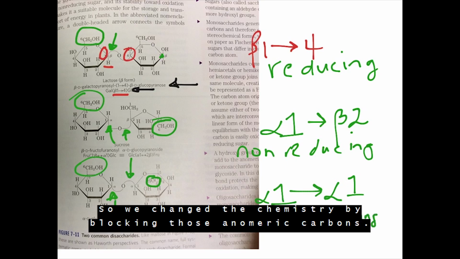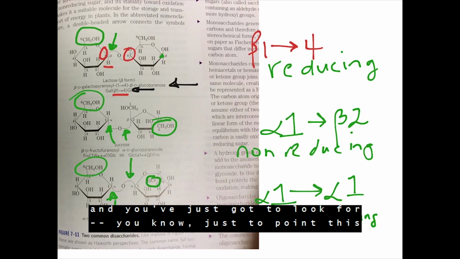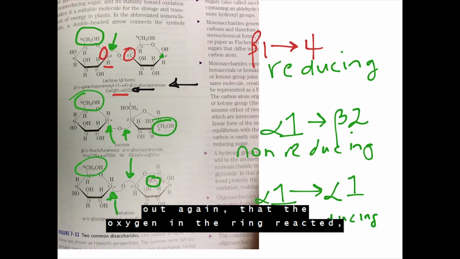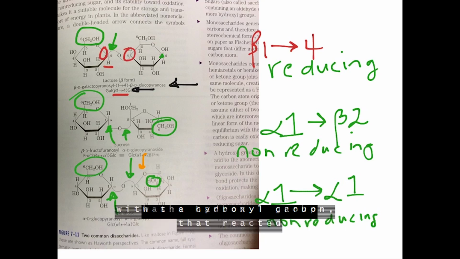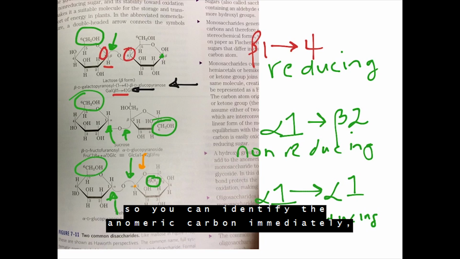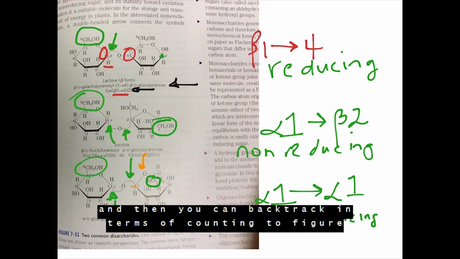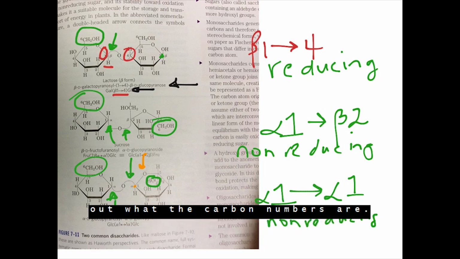So we change the chemistry by blocking those anomeric carbons. So I'll expect that you can figure out which carbons are which in this ring so that you can number them properly. And you've just got to look for, just to point this out again, that the oxygen in the ring was a hydroxyl group that reacted with the carbonyl carbon, so you can identify the anomeric carbon immediately, and then you can backtrack in terms of counting to figure out what the carbon numbers are.